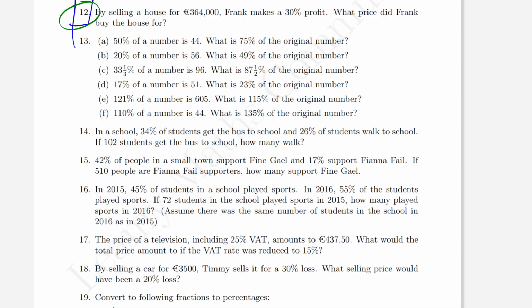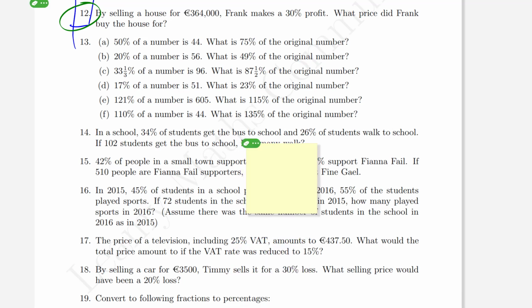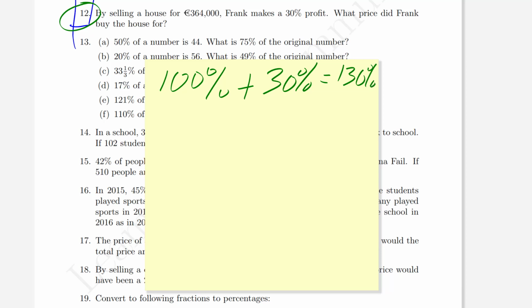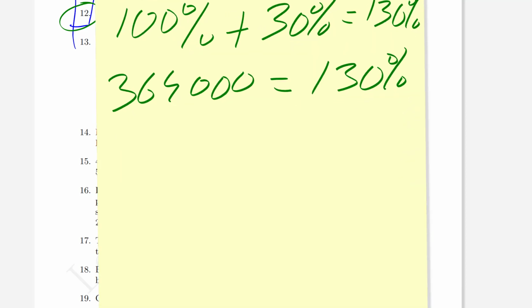Okay, what about question 12 here? By selling a house for 364,000, Frank makes a 30% profit. What did he buy the house for? So what we need to understand is if he made a 30% profit, he bought the house for 100% of the price, then made a 30% profit. So that's 130%. So the 364,000 represents 130% of what he bought the house for.